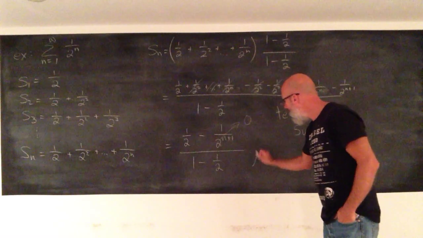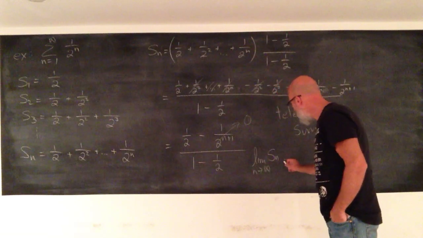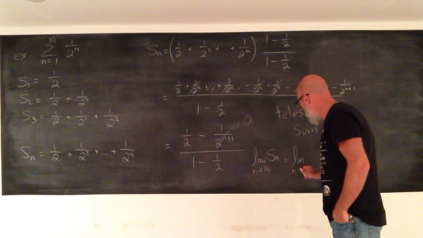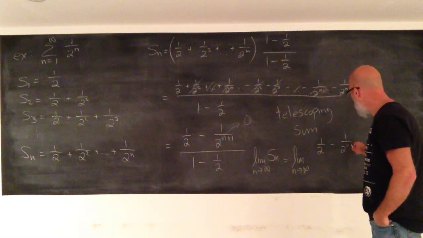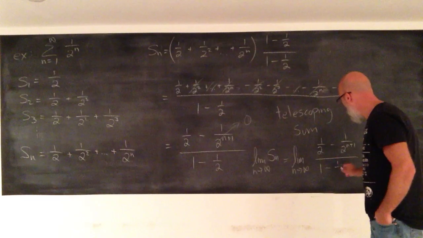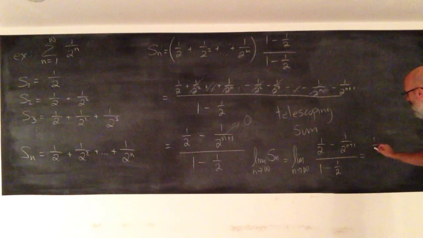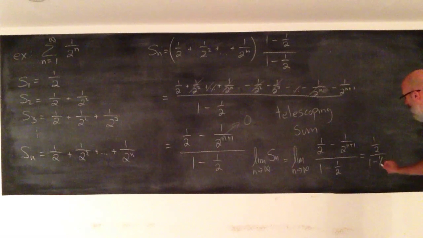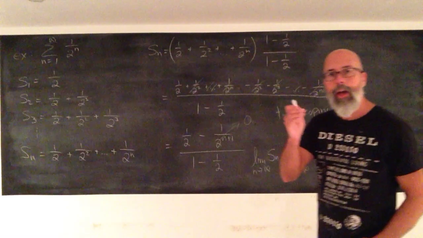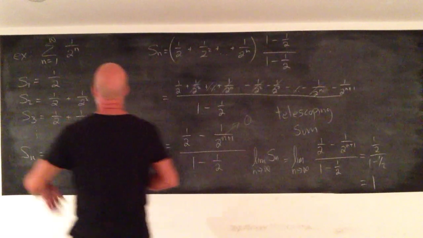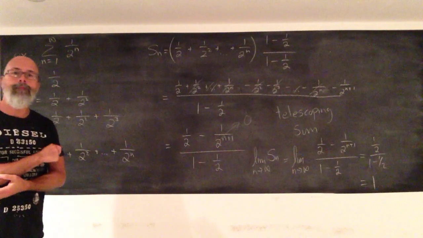In other words, the limit of Sn as n goes to infinity, which is the limit of 1/2 minus 1 over 2 to the n plus 1 over 1 minus 1/2, is just, right, this thing goes to 0, so you get 1/2 over 1 minus 1/2, which is exactly 1. As predicted, right? This series converges to 1.